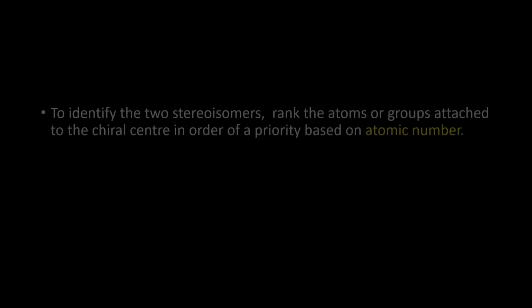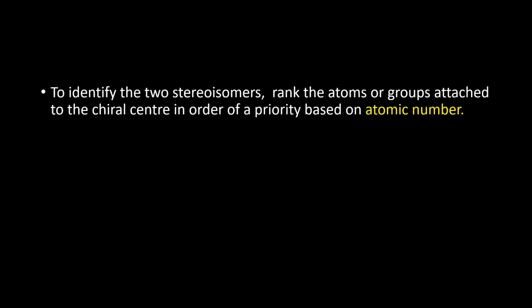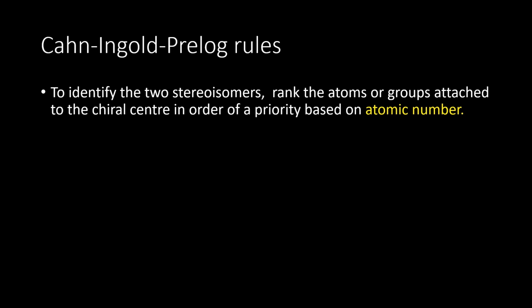To identify the 2 different optical isomers, rank the atoms or group of atoms attached to the chiral center in order of priority based on atomic number, starting with the atom directly attached to the chiral center. This follows the Cahn-Ingold-Prelog rule. The number 1 is the highest priority, and that is associated with the highest atomic number. The lowest priority is the lowest atomic number.